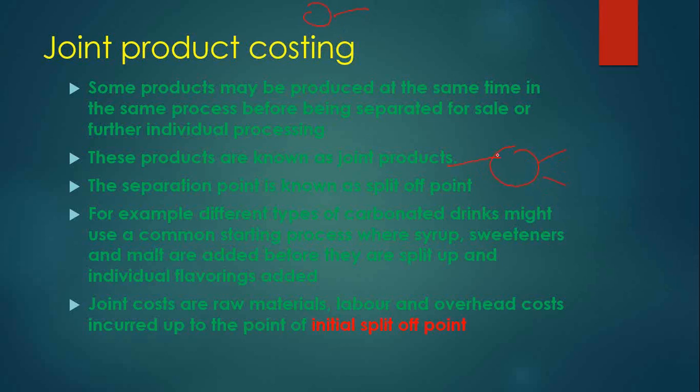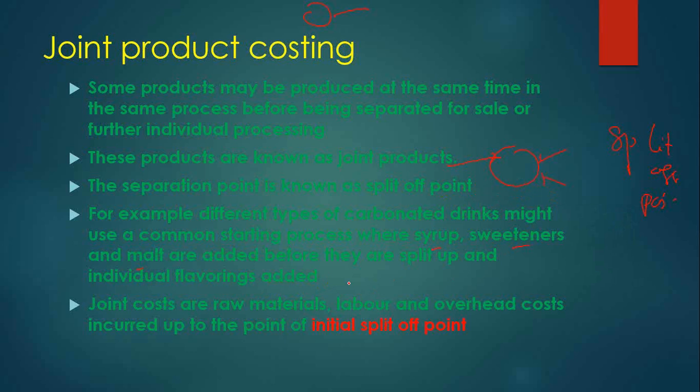You put the raw material and it is processed, and the separation point we call the split off point. At that point you find 2 products coming out, or maybe 3 products. A particularly good example is carbonated drinks. They process one drink, where the process starts with syrup, the various sweetness and the malt, and then they are added before they are split up with individual flavoring. It's one essence, one drink, and after that they put in the strawberry essence and they call it strawberry. They put in orange and they say orange. They put in different kinds of essences, and they can come out with different kinds of products.